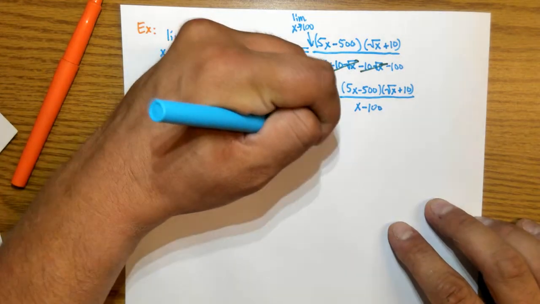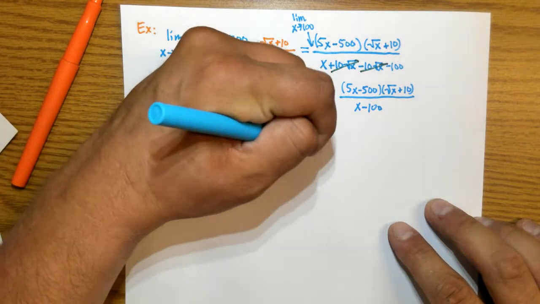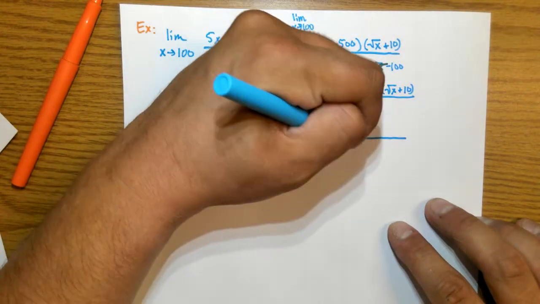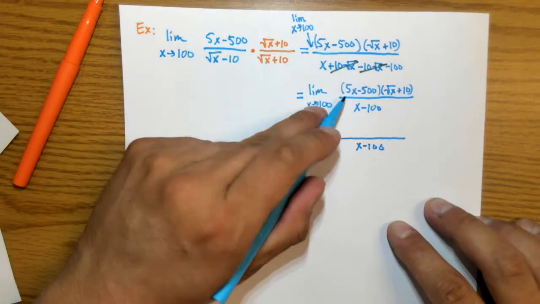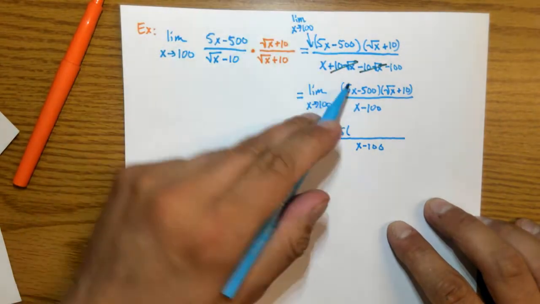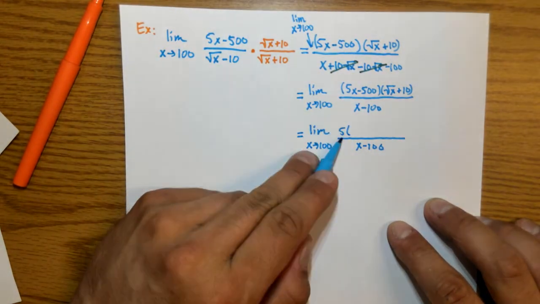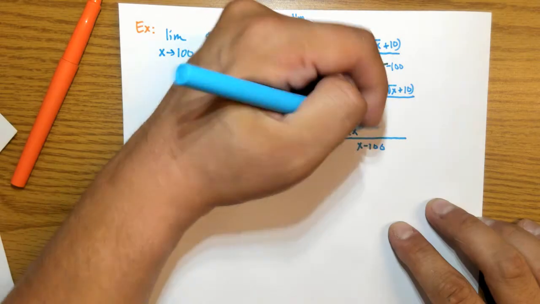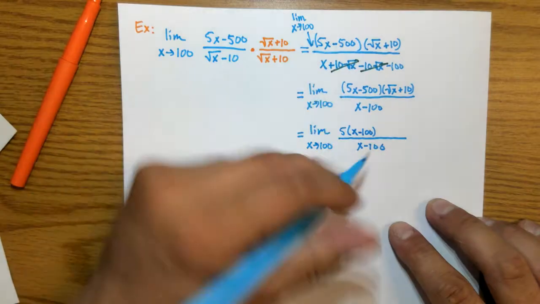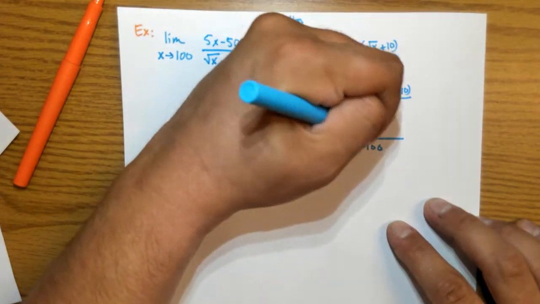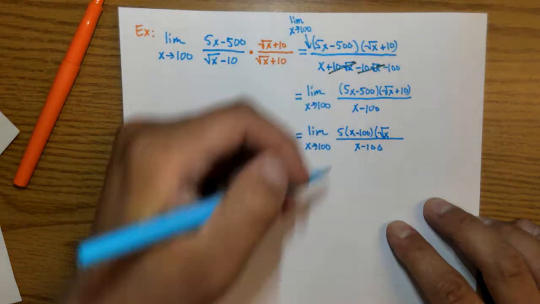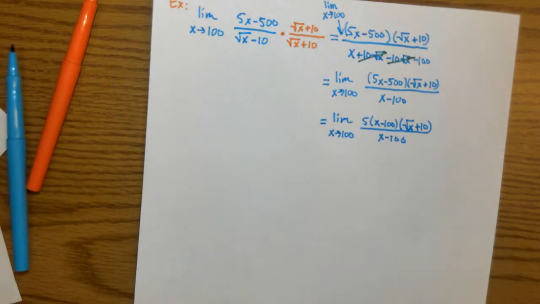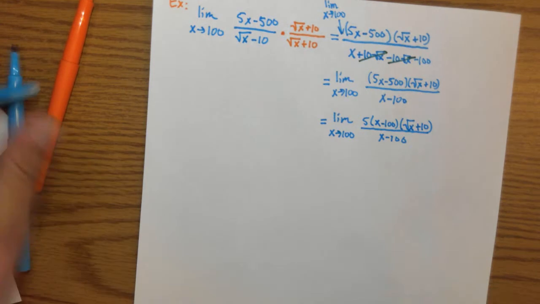And you might be able to kind of see what's going on here. If I factored out a 5, I'll get 5 times, and we're really dividing the 5 out, so 5x divided by 5 is just x. Negative 500 divided by 5 is negative 100. And as you can see, now we have the matching factor that we needed in order to cancel it out. So, you can go ahead and do as such.